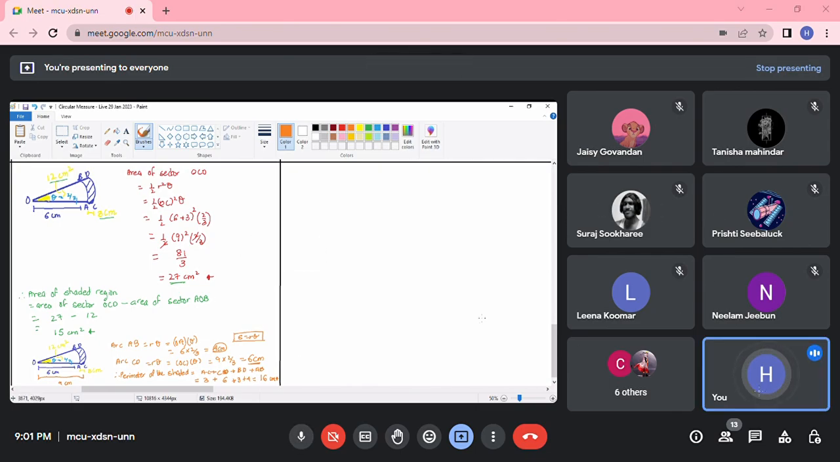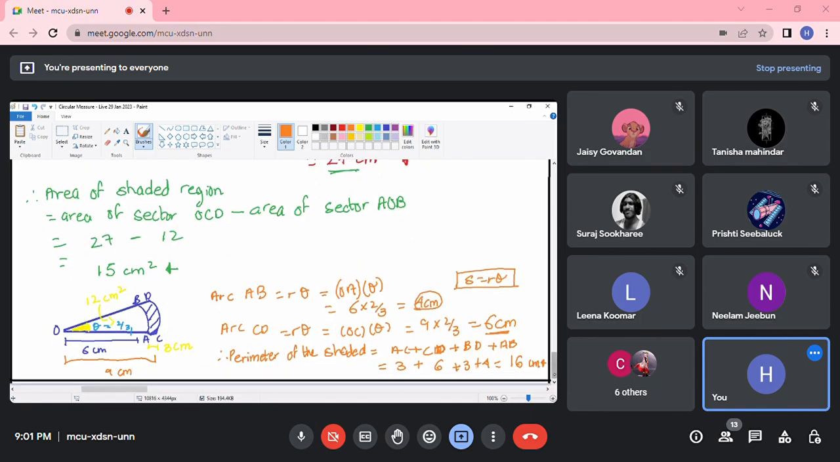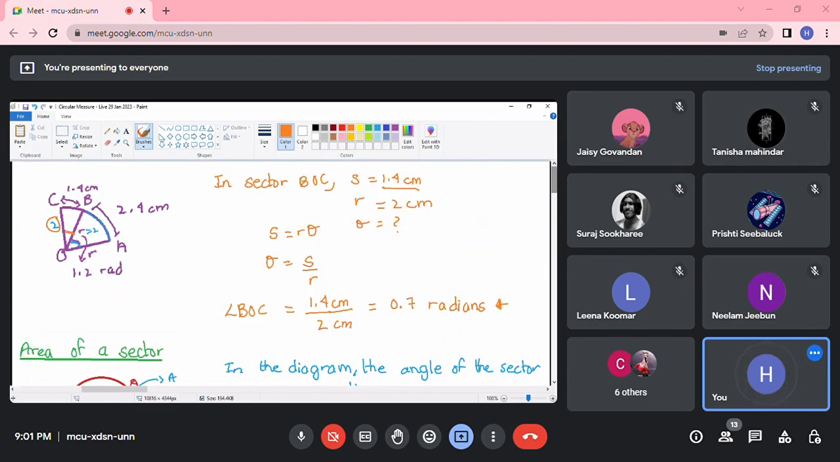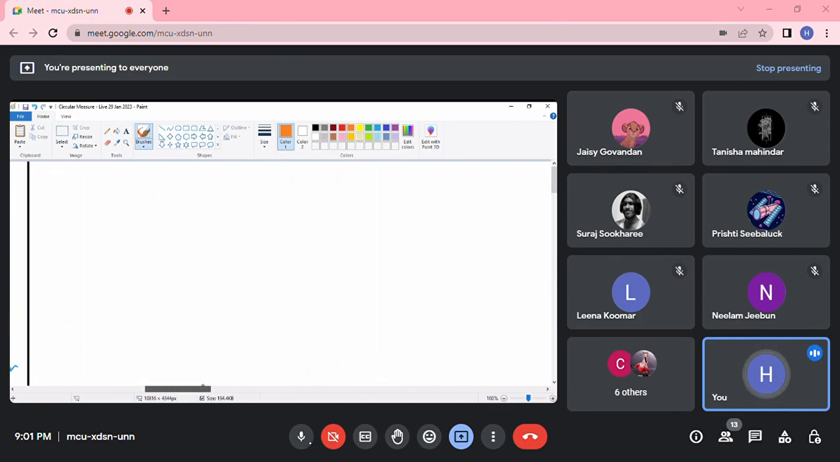Okay, let's continue now. So that was an example. Now, we will do a more complicated example. You know everything we learned from the start: length of arc, the use of the radian, the area of a sector. Okay, so let's have a look at examples.